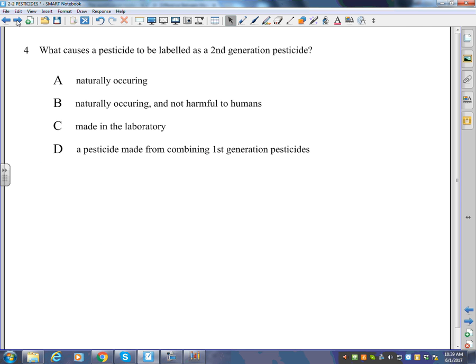Okay, what causes a pesticide to be labeled as a second generation pesticide? What makes it second generation? Is it that they're naturally occurring and not harmful to humans, made in the laboratory, or a pesticide made from combining first generation pesticides? That's a good question. What makes a second generation pesticide a second generation?